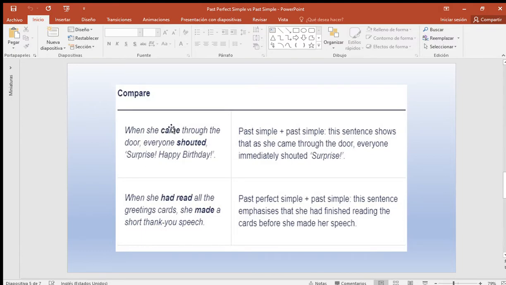Here you can see past simple, irregular and regular verb, past simple, past simple. This sentence shows that as she came through the door, everyone immediately shouted, "Surprise!"